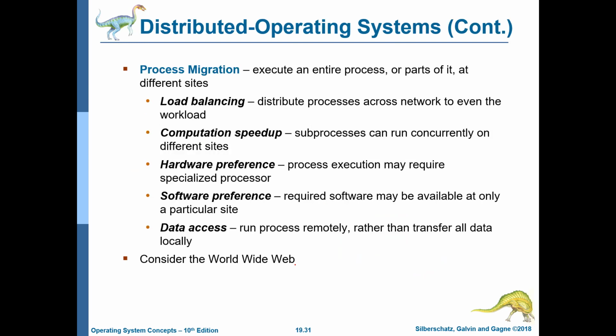When you're talking of process migration, where we want to execute some process or some parts of it at different sites, we have to keep many issues in mind. One is load balancing, which means that the load on any machine should not be disproportionately skewed. So if I have, let's say, 100 machines, roughly the load on all 100 of those machines should be equal.